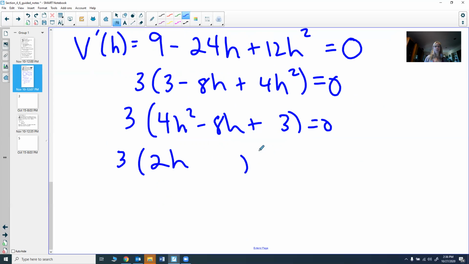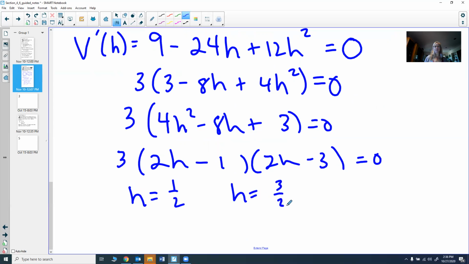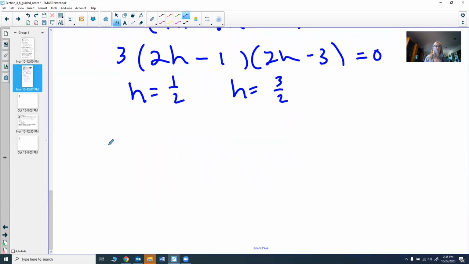So maybe that's 2h and 2h. And maybe let's do minus 1 and minus 3, because that'll give me minus 6, and minus 2 is minus 8. So I now can see that h can be 1/2, or h can be 3/2. So we've got two different values for critical points here. We need to figure out which one actually is where the maximum occurs. You can use the absolute max ideas, or we can use the first derivative rule. I'm going to use the first derivative rule in this case.